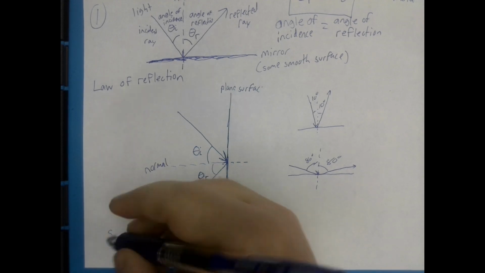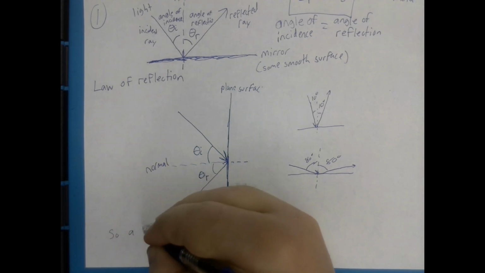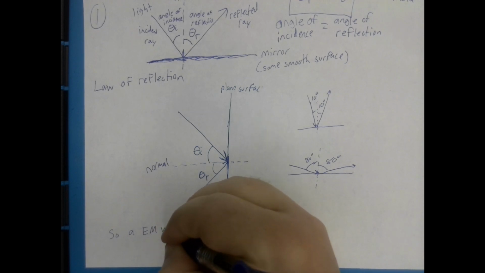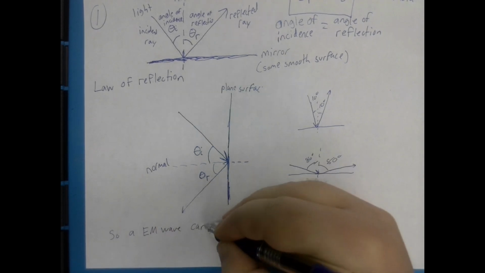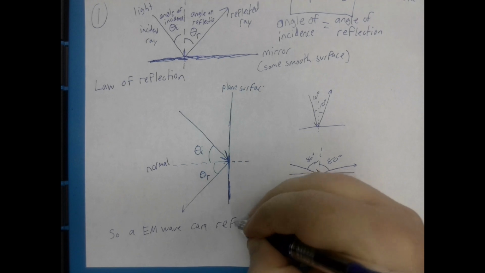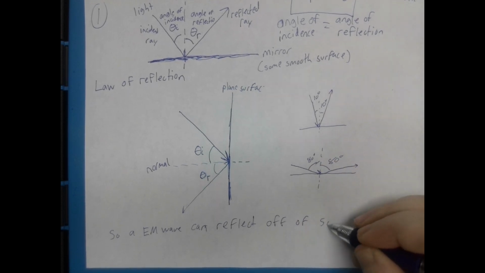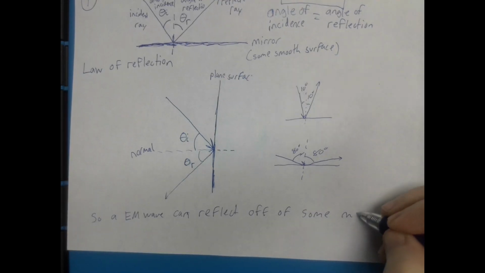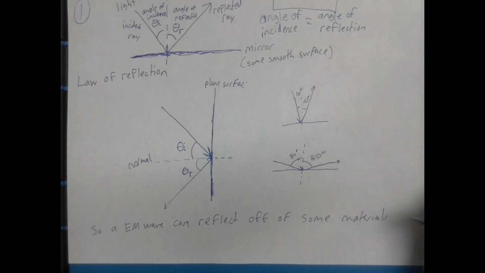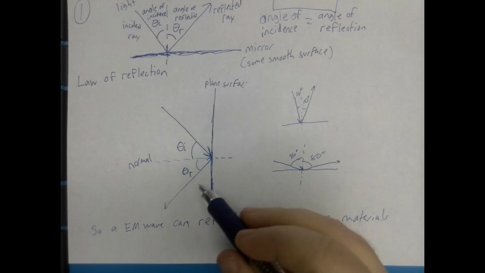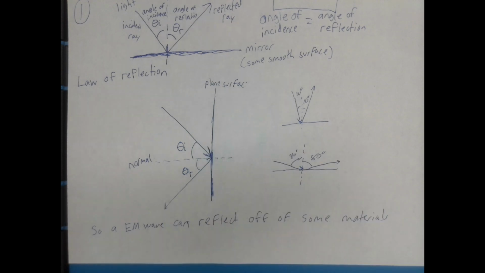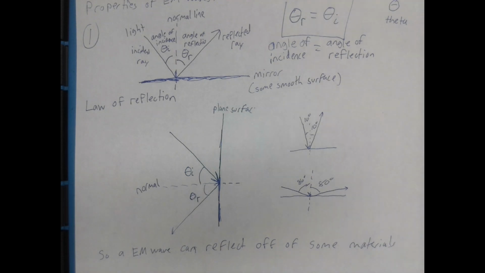So, an EM wave can reflect off of some materials. And this tells us how it reflects off. This is the equation for reflection.